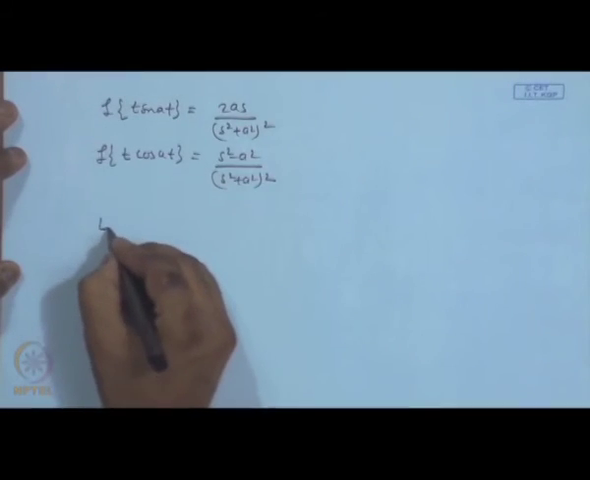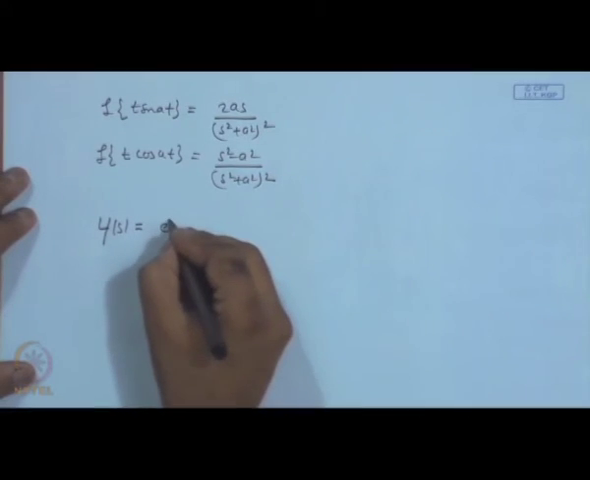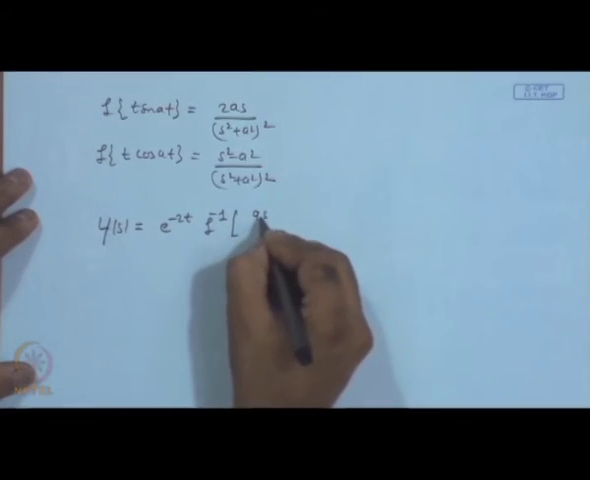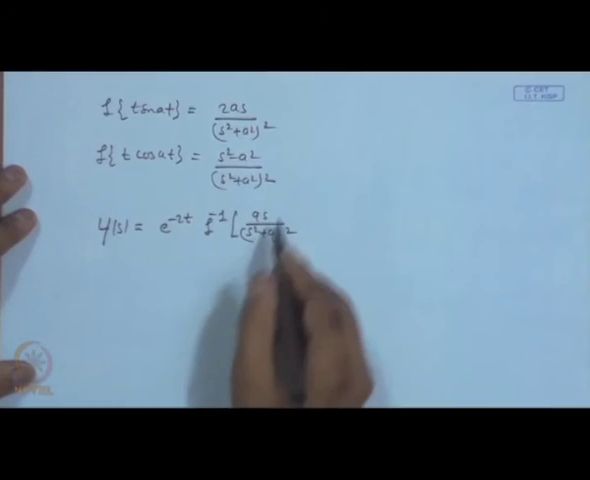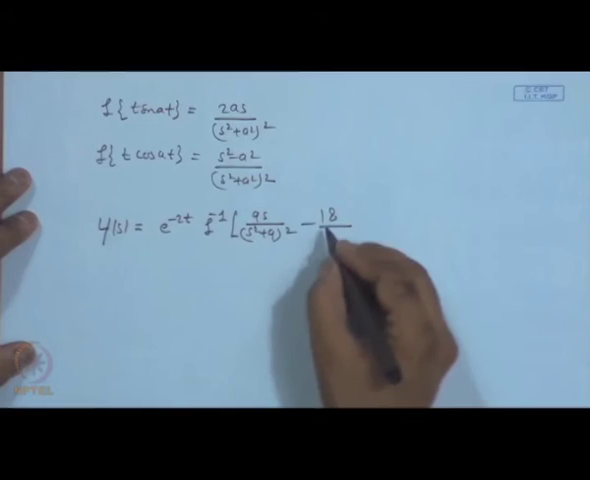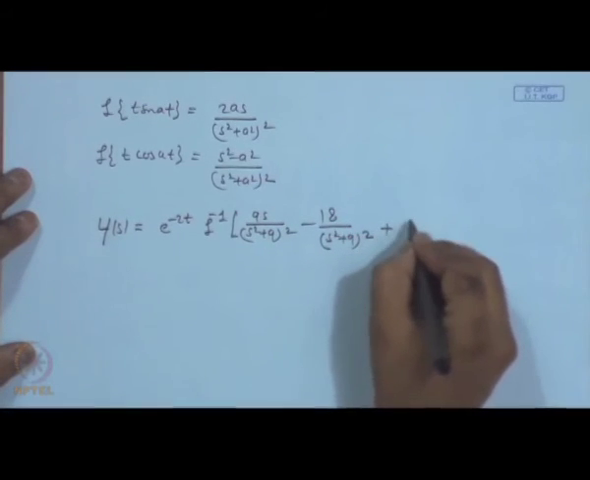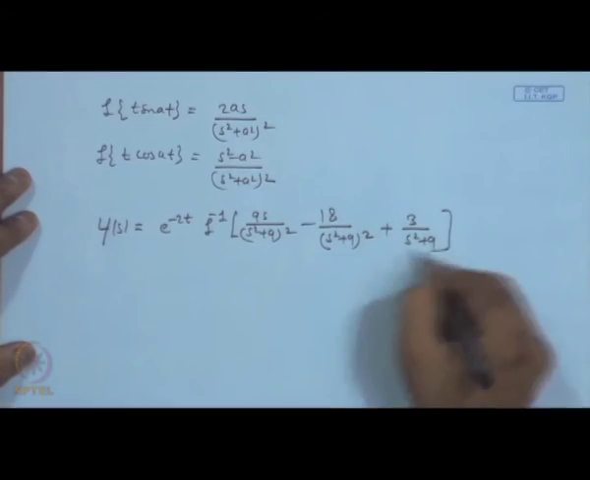So, we have that y(s) is e^(−2t) times the Laplace inverse of 9s over (s² + 9)², and this is straight away what we will get from sin 3t. We have minus 18 over (s² + 9)², and we have 3 over s² + 9.